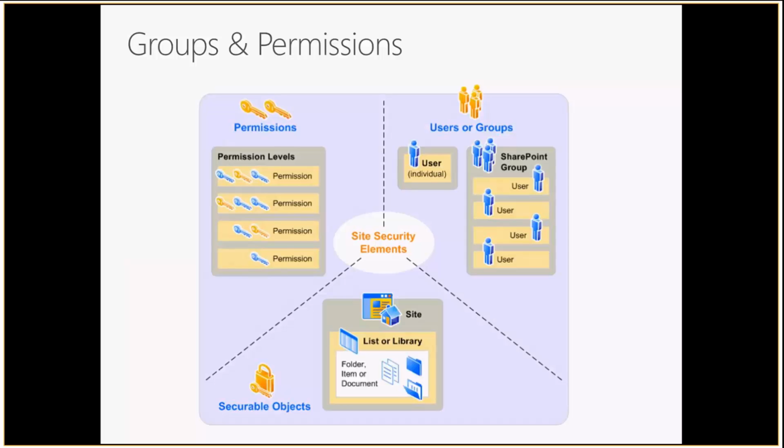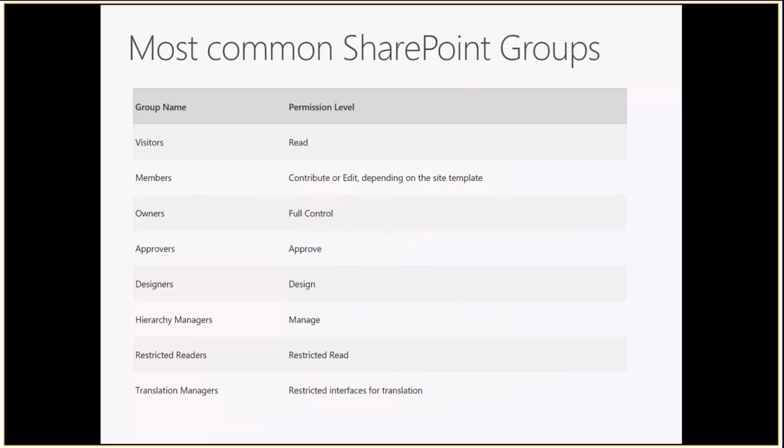By default, these are the most common SharePoint groups created in SharePoint Online. Some of them can differ depending on the site template. I will just point out that the most common ones are visitors, members, and owners. Which of these groups contains a specific permission level? In visitors, read; in members, edit; and in owners, full control.